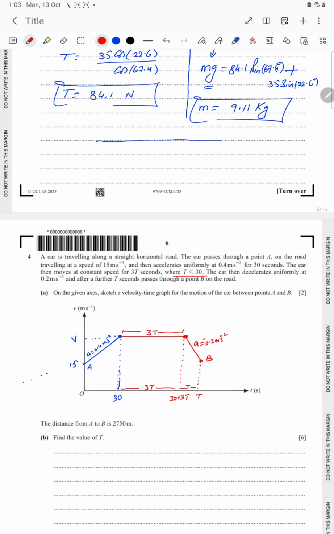Now the second part states the distance from A to B is 2750 meter. Find the value of t. Okay, as we know, distance means the area under the graph.